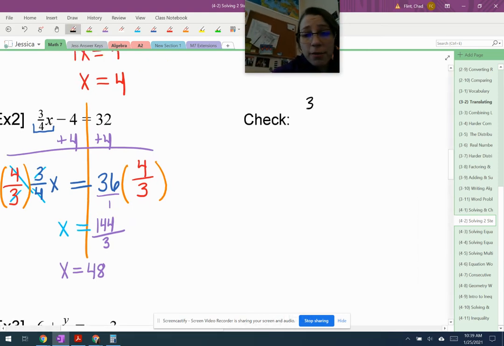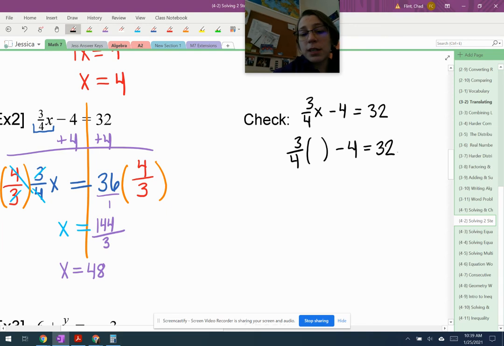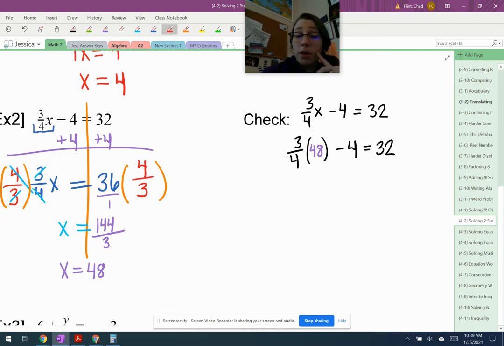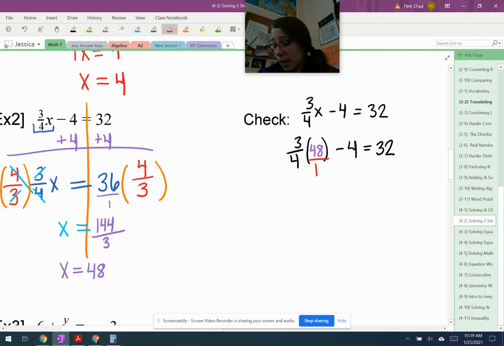Remember, first step of every check is to start off by rewriting that original equation, and then do it again, replacing that variable with your empty parentheses, filling in those parentheses with what we got when we solved, and then following order of operations. Multiplication always comes before any subtraction or addition, so I need to do that first. 48 times 3, that sounds like a big number. 144, shocking, right? That number sounds familiar.